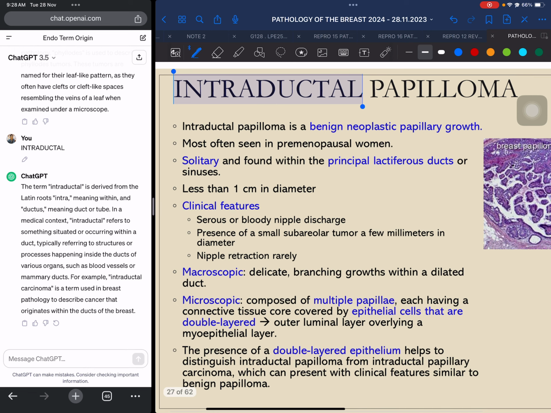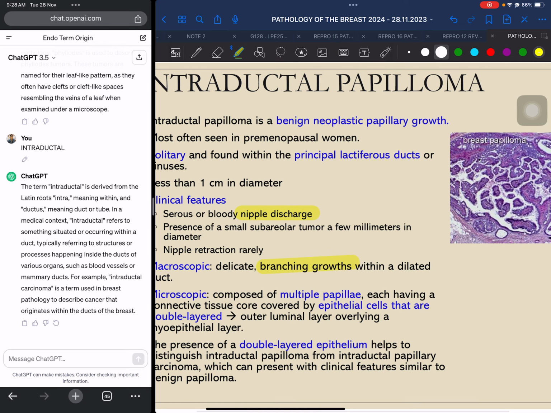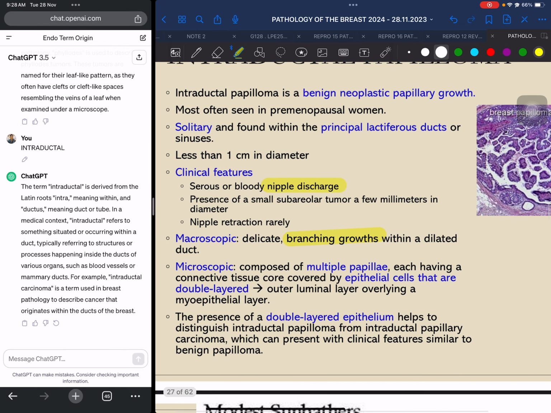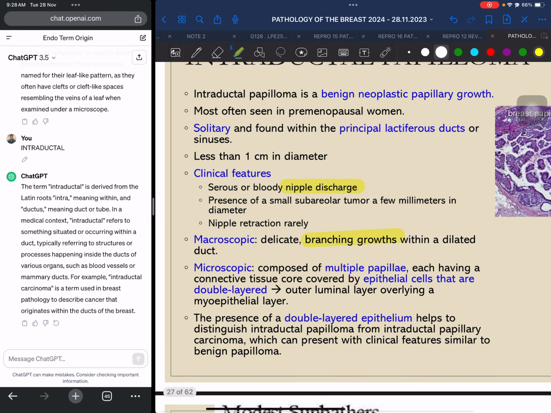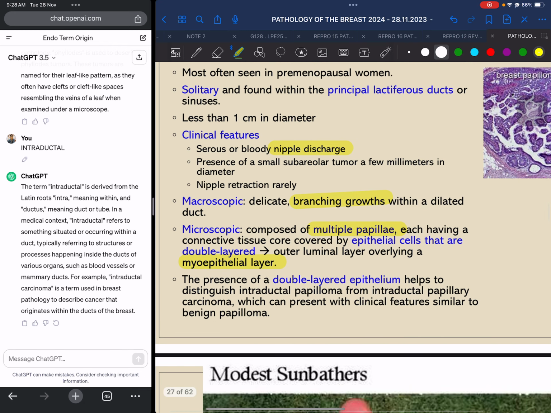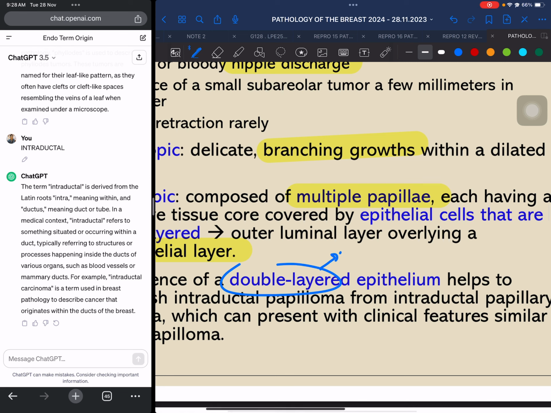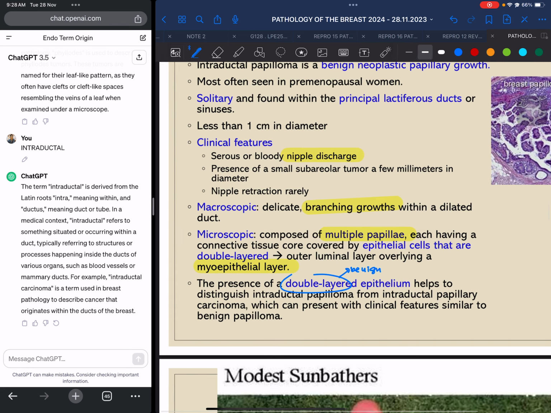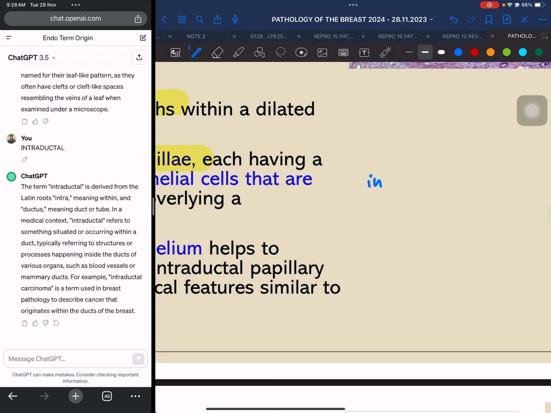Macroscopically, you see delicate branching growth within a dilated duct. Microscopically, there are multiple papillae, finger-like projections with a connective tissue core, lined by two layers of epithelium, the luminal and myoepithelial, so they are benign. This two-layer epithelium is important. It differentiates between a benign lesion and a malignant lesion. In a malignant lesion, the myoepithelium is lost.